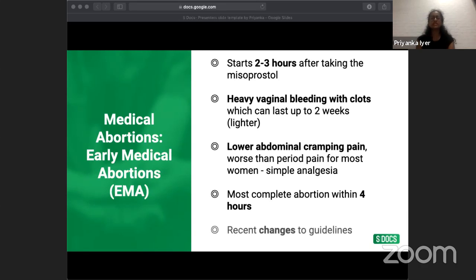There have been some recent changes to guidelines, which have meant that women under 10 weeks of gestation can take the second tablet in their own homes, which allows them to choose a time that's most convenient and comfortable for them.